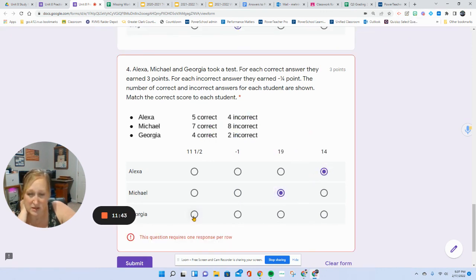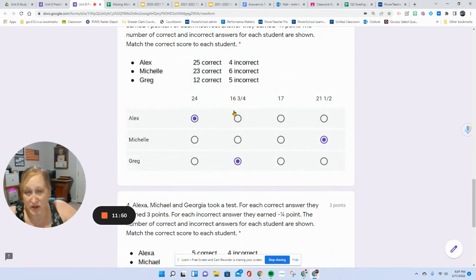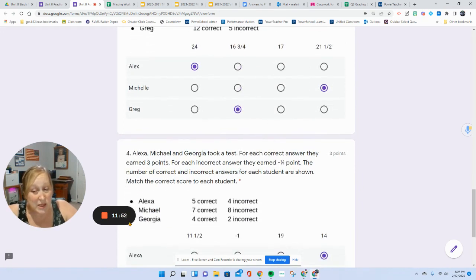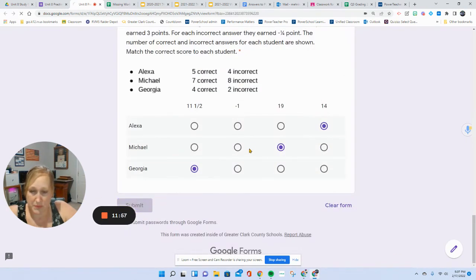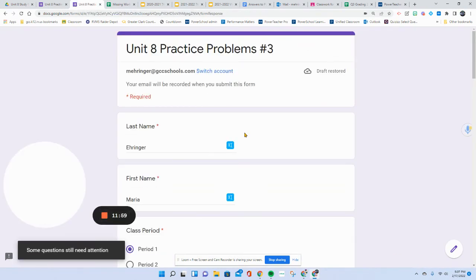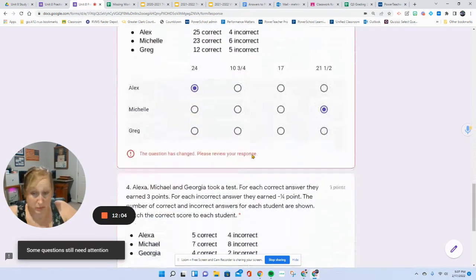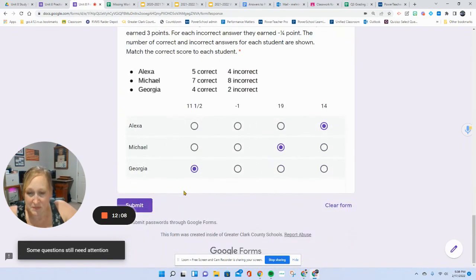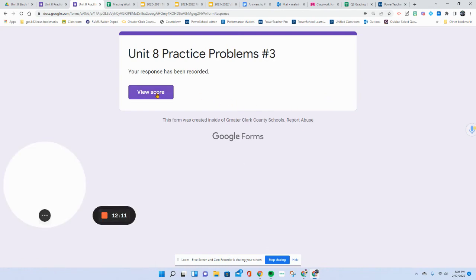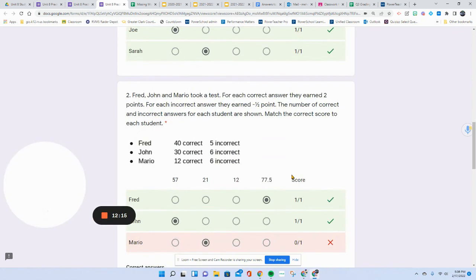14, 19, 11 1/2. Now, again, I'm going to hit submit, but you guys have a different answer right here. That should be 10 3/4. So hopefully mine will work. Let me see. What did it do? Okay, I'm supposed to hit submit. Oh, the question has changed. So look, it allowed me to fix it. So let's hit submit. View score. Uh-oh. Let's see. Yes, yes, yes.